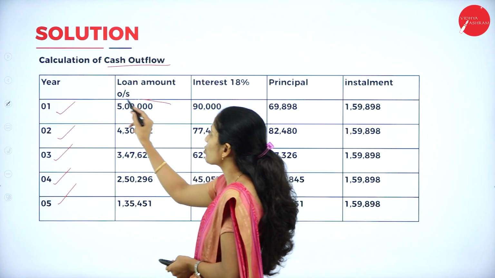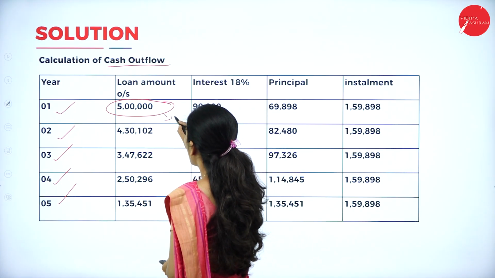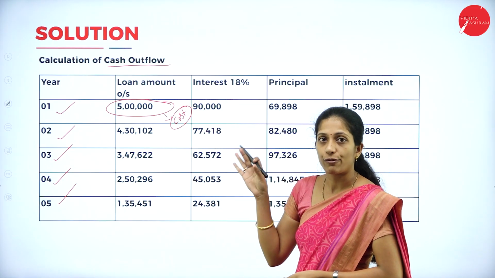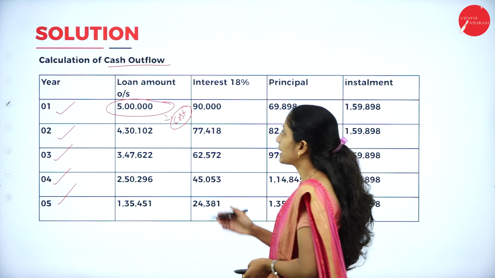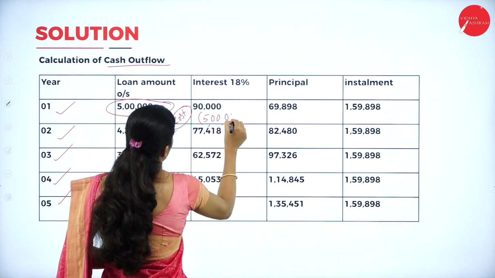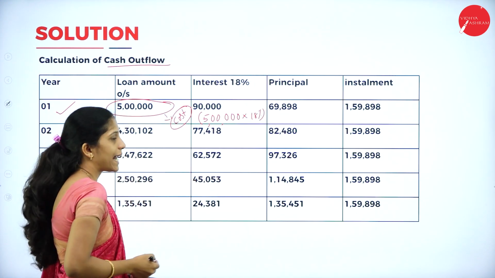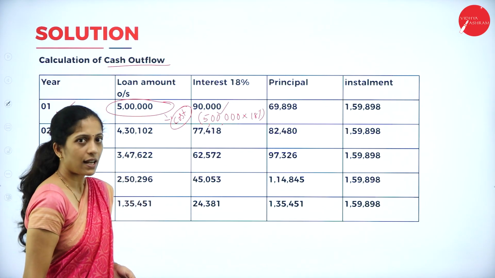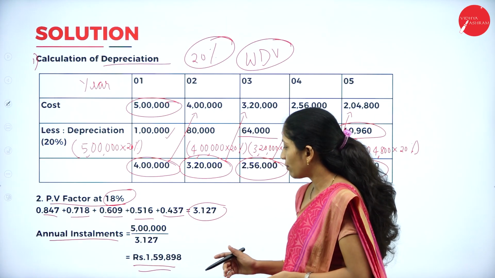Now, the loan amount outstanding in the first year is 5 lakh. It's nothing but the cost of the asset, right? So the cost of the asset is 5 lakh. Now, calculate interest. How to calculate interest? The loan amount outstanding, 5 lakh, into the rate of interest, which is 18%. When you calculate, you'll get 90,000. Now, we know the installment, that is the annual installment. We have already calculated it, right? So what is the annual installment?